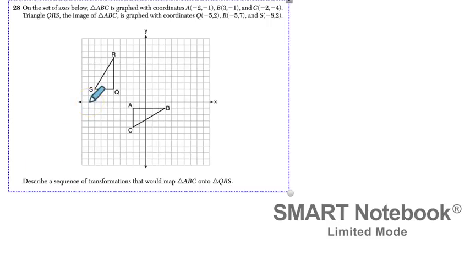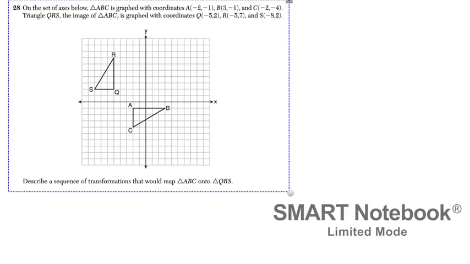Number 28, on the set of axes below, triangle ABC is graphed with coordinates a, -2, -1. Describe a sequence of transformations that would map triangle ABC onto triangle QRS. My biggest piece of advice with questions like these is, if you have a guess as to what the transformation is, test it out. Don't just write it down and move on, because you could be right about 2 of the points but off about 1, or it could seem like it's really obvious but you could be slightly off. So don't just write something down without actually testing it out.